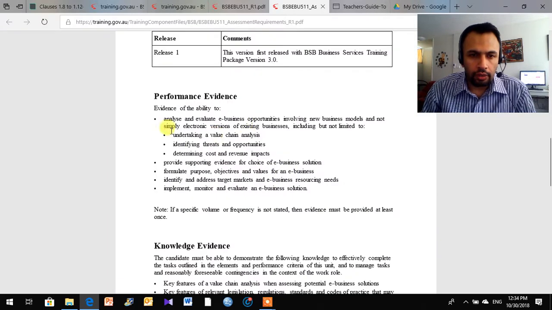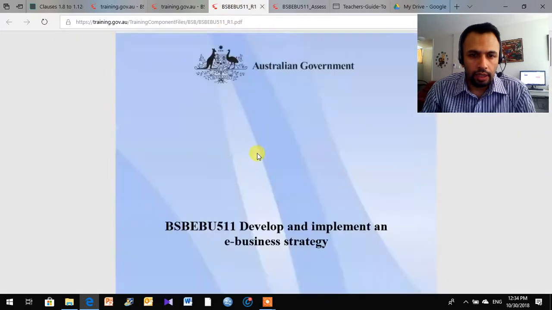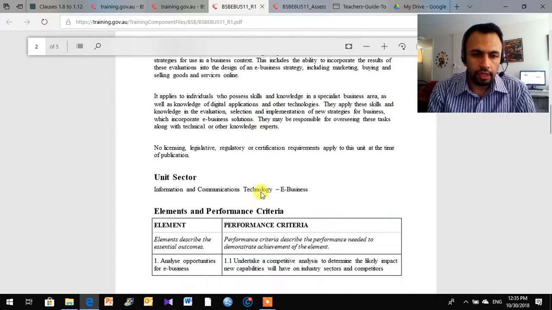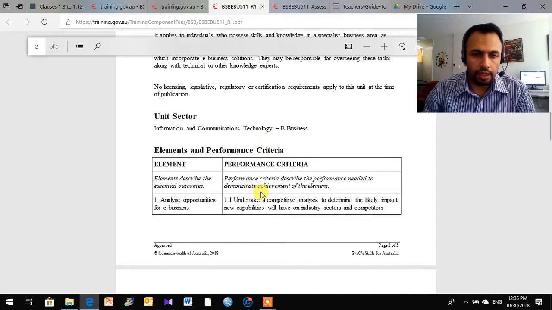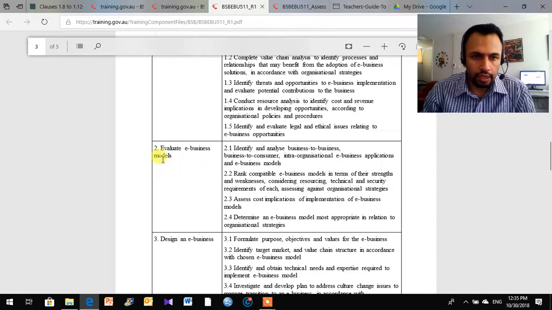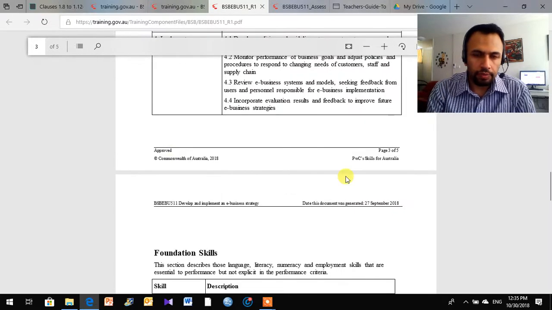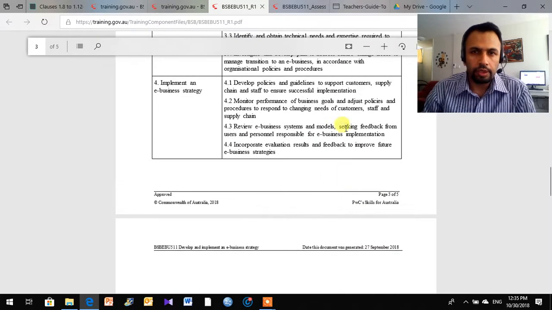So these are the different requirements, for example, undertaking a value chain analysis, threats and opportunities, cost and revenue impacts. If you look at the unit itself, then there are certain elements that need to be addressed for the e-business strategy unit. Firstly, analyze. Secondly, evaluate. Thirdly, design. And fourthly, implement.